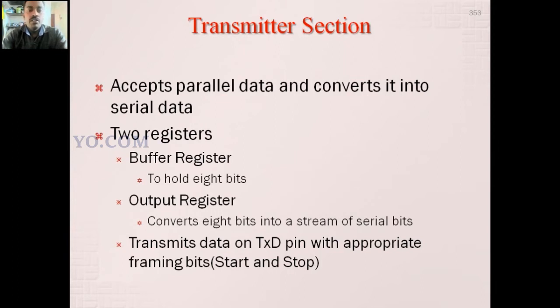So to act as a transmitter, it needs two registers. One is a buffer register and another one is an output register. The buffer register is used to hold the 8 bits coming from the microprocessor unit. The output register converts the 8 bits into a stream of serial bits. Okay, then the serial bits are transmitted over a single line.